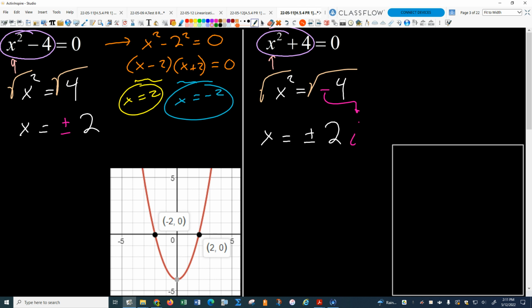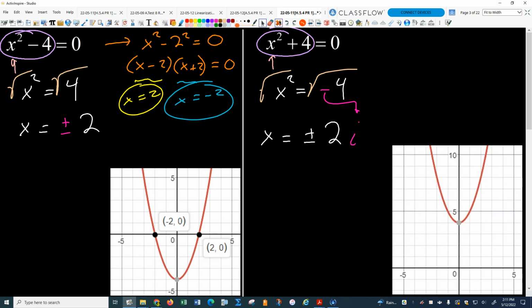Not on it, right? Because that would be an x-intercept, right? It's got to be above it, doesn't it? Does that make sense? Because we can't have any x-intercepts, so it's got to be up above it. It's got to look like that, something like that, right? Where I don't get any x-intercepts because I had no real zeros, okay?